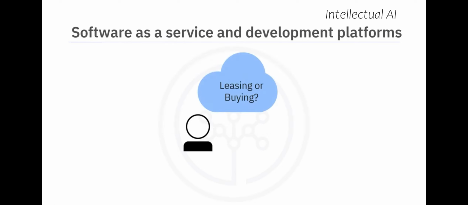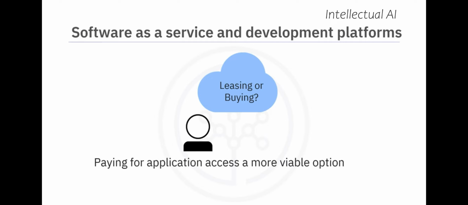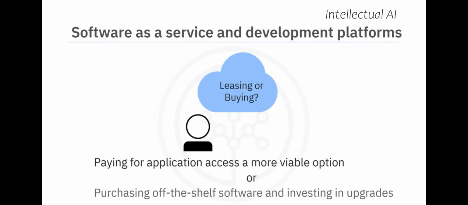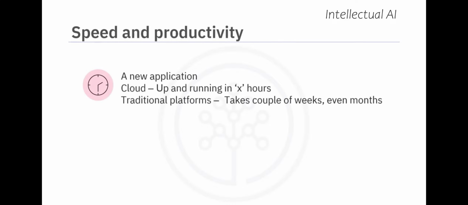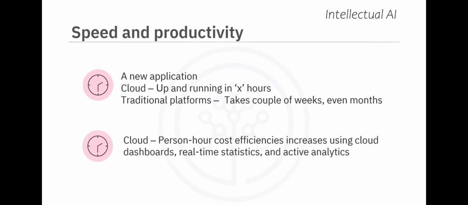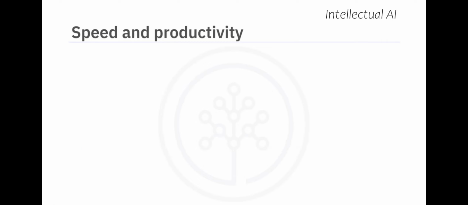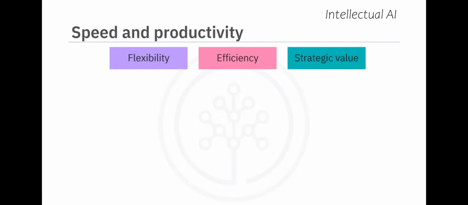The second consideration is around software as a service and development platforms. Organizations need to consider if paying for application access is a more viable option than purchasing off-the-shelf software and subsequently investing in upgrades. Organizations need to consider speed and productivity, what it means for them to get a new application up and running in X hours on the cloud versus a couple of weeks, even months on traditional platforms, and the person-hour cost efficiencies they gain from using cloud dashboards, real-time statistics, and active analytics. Let's look at some of the benefits of cloud adoption, categorized broadly into flexibility, efficiency, and strategic value.